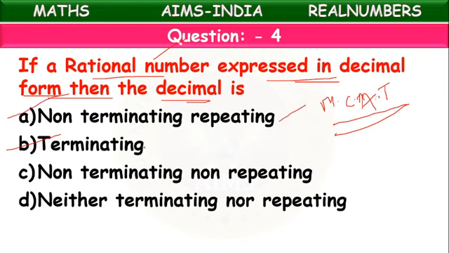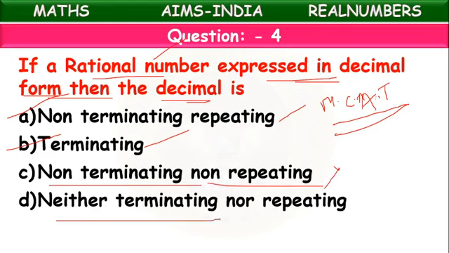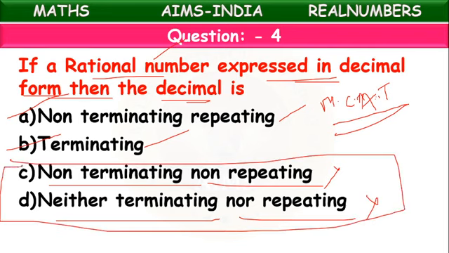Two ways are possible. Non-terminating, non-repeating, wrong. That is an irrational number. Neither terminating nor repeating, wrong. It's an irrational number. Actually C and D options both mean the same. So possible options are A and B. Both A and B have to be kept as correct answers because it's a multi-correct answer type question.